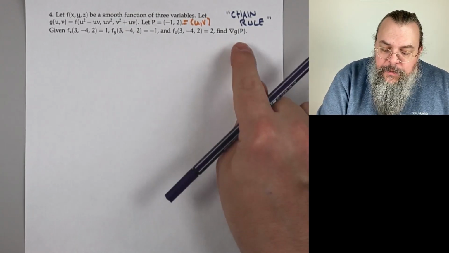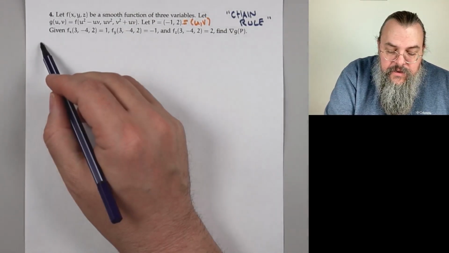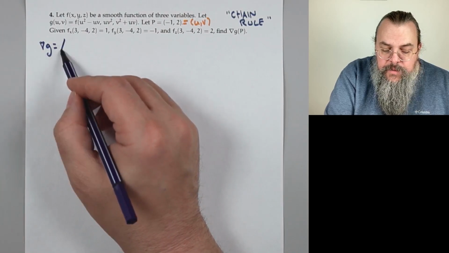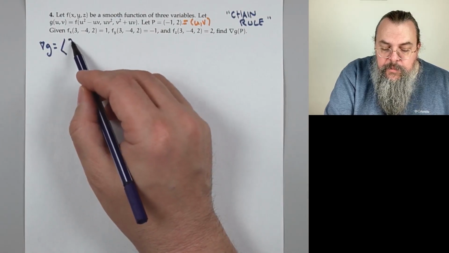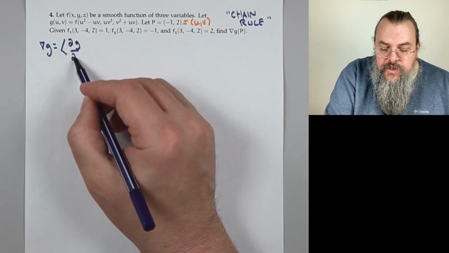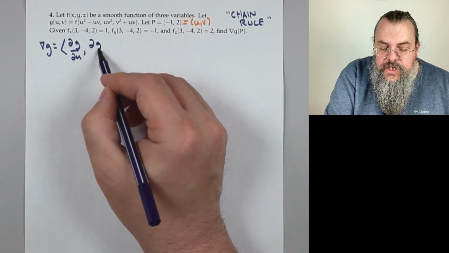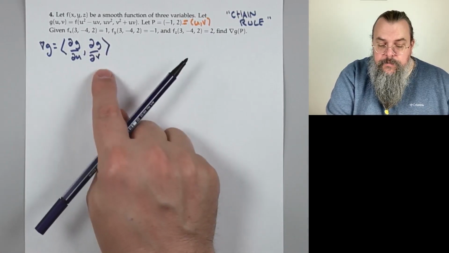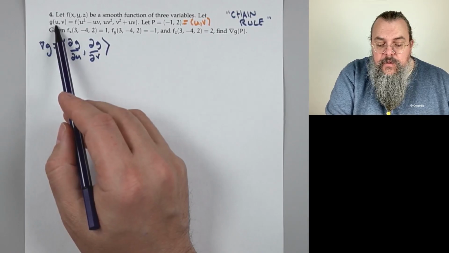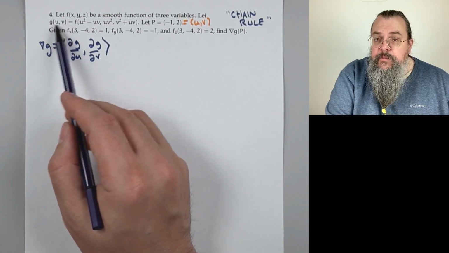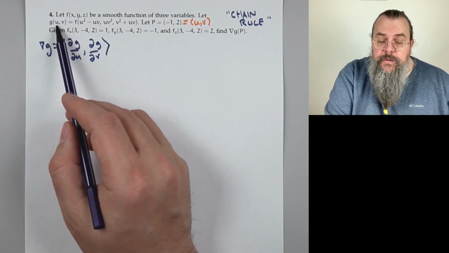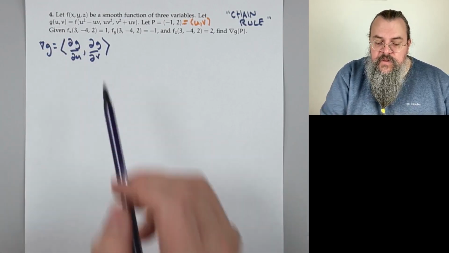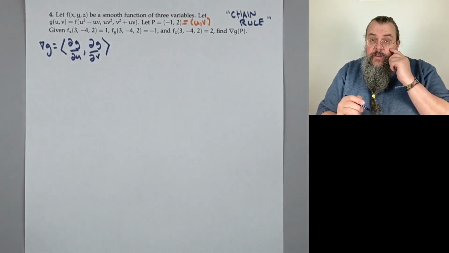Now, let's talk about what is the gradient of g. So the gradient of g will be the following. It'll be the partial derivatives, so it'll be partial g, partial u, partial g, partial v. Now, how do we know it's in that order? Well, because we put them in the order that we feed them into our function. Since we put u first and v second, partial with u first, partial with v second. All right, so that's what the gradient is.